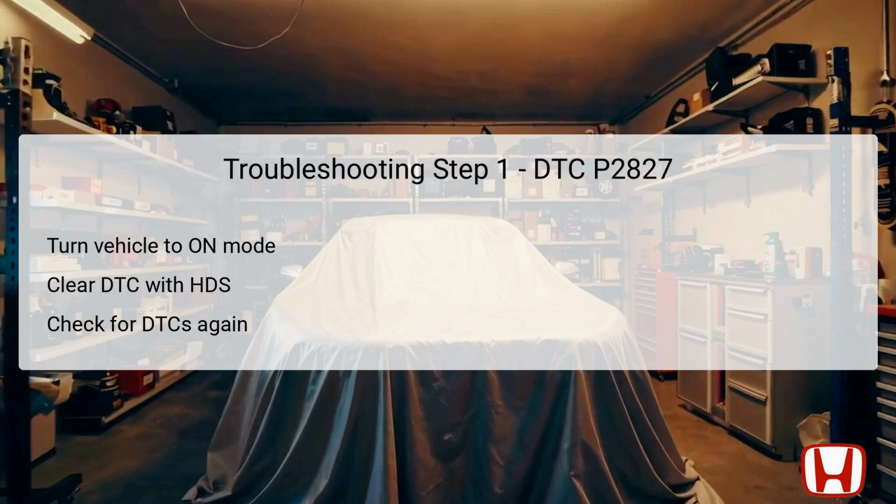The first troubleshooting step for DTC P2827 involves verification of the problem using Honda's HDS, Honda Diagnostic System. Start by turning the vehicle to the on mode, ensuring that all systems are activated for diagnosis. Next, clear the DTC using the HDS to reset the system's error codes. After clearing the DTC, you must start the engine while the vehicle is in Park P mode and let it idle for at least 1 second.